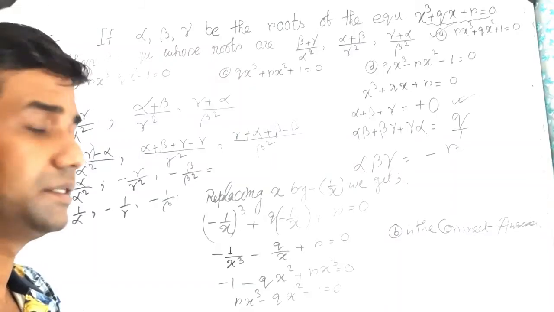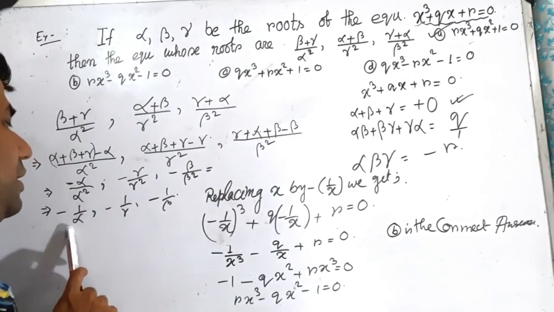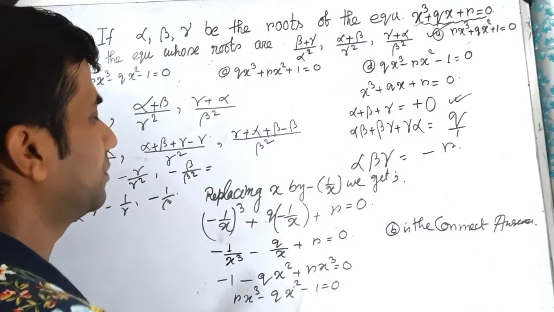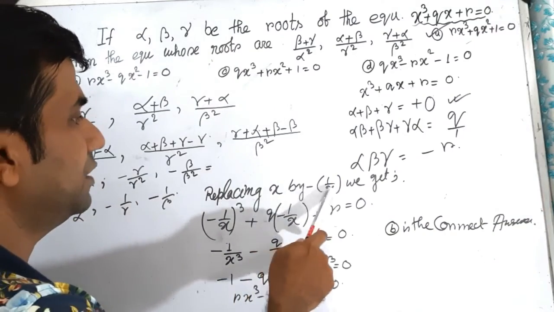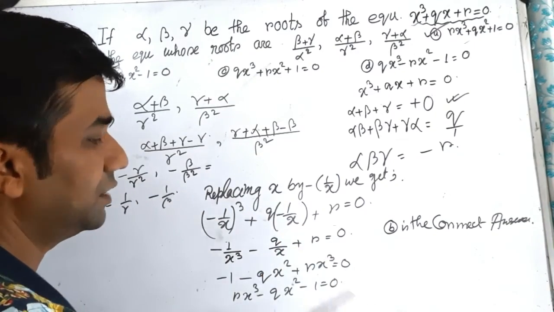I have done it in a very shortcut method. That means if your roots are minus alpha, minus beta, minus gamma, then replacing x by minus 1 by x, you get the required result.